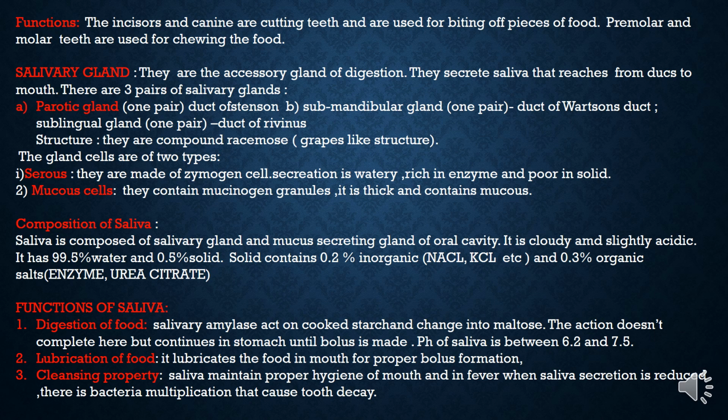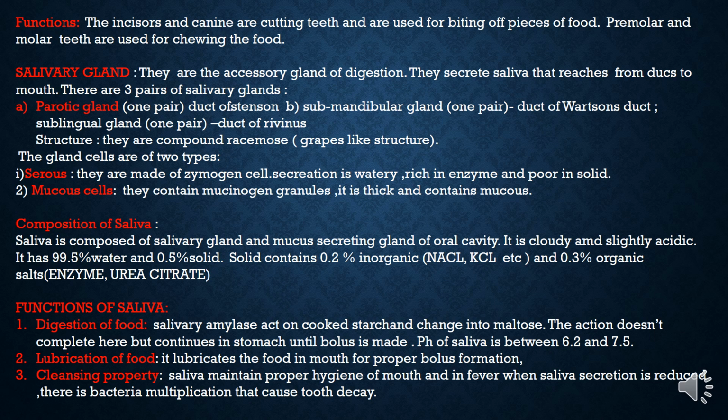What is the composition of saliva? Saliva is secreted by the salivary glands and the mucus-secreting glands of the oral cavity. It is cloudy and slightly acidic. It has 99.5% water and 0.5% solid. The solid contains 0.2% inorganic and 0.3% organic salts, enzymes, urea and citrate. What are the inorganic salts? Let's say sodium chloride and KCl, etc.